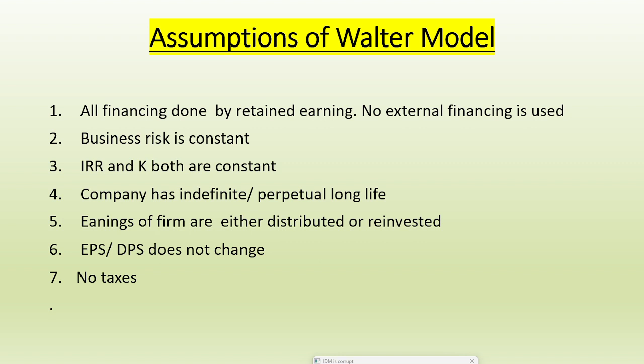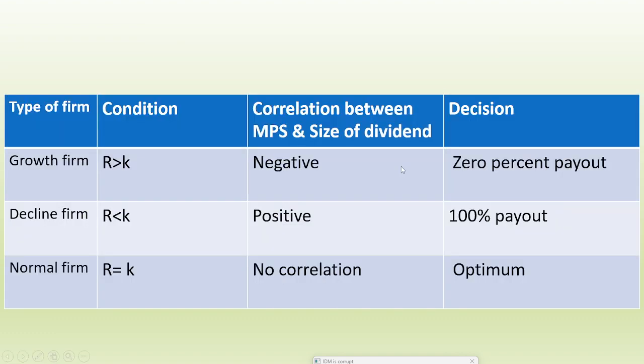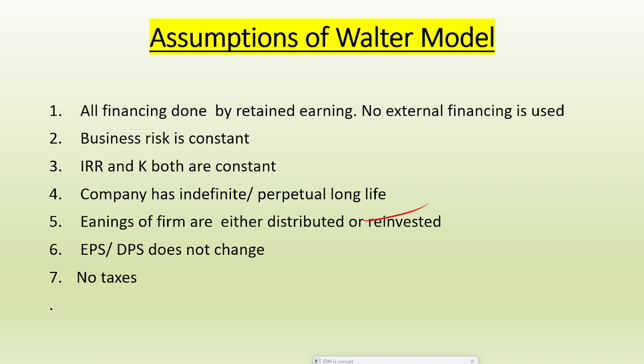I am writing these statements in an indirect way so that you should know how the NTA people twist them, and you should be able to understand. Then business risk is constant, or if they write stable business risk, that is all right. Then IRR and K, the internal rate of return and cost of capital, both are constant. Now the company has a perpetual or long life, an indefinite life, meaning the company will keep running forever.